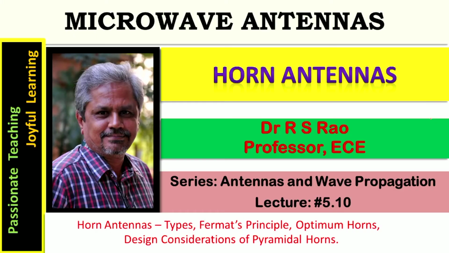Microwave antennas, horn antennas, series on antennas and wave propagation, lecture number 5.10. Horn antennas are structures derived from waveguides, hollow pipe waveguides. When they are derived from rectangular waveguides, they are called rectangular horns, and when they are derived from a circular waveguide, then they are called conical horns.